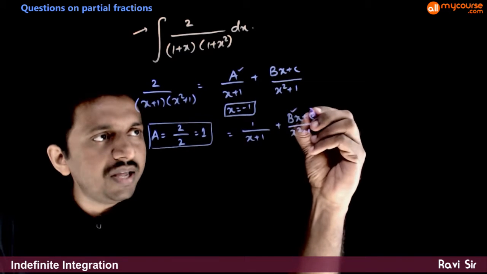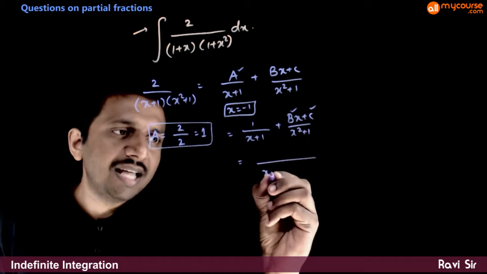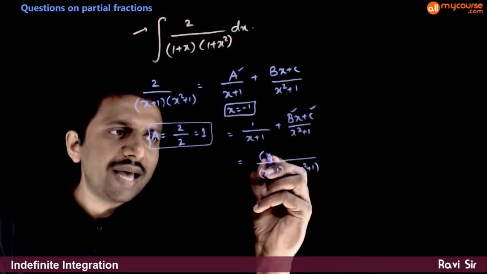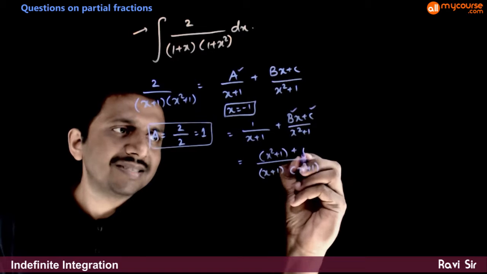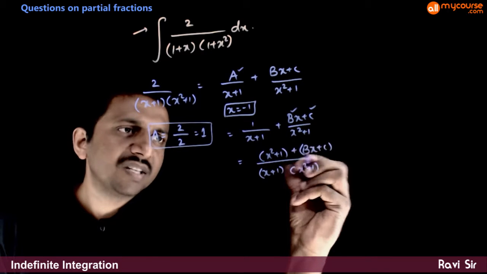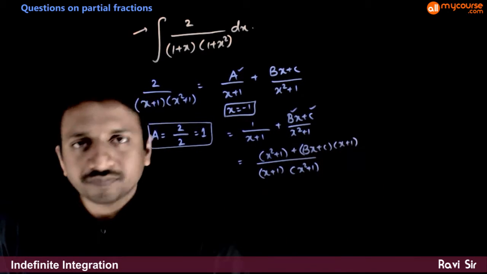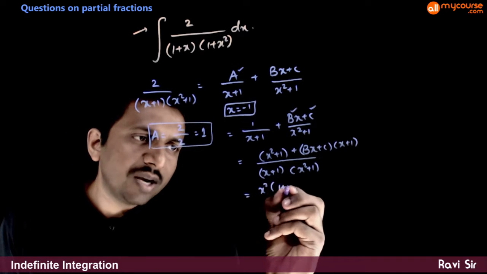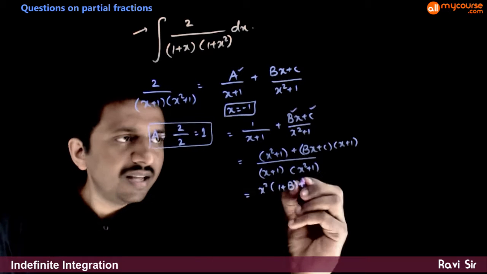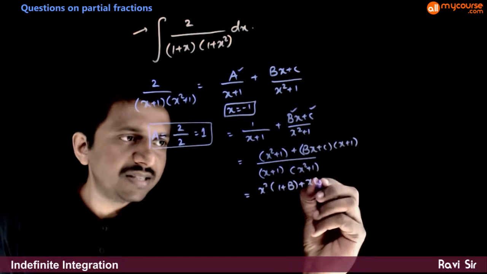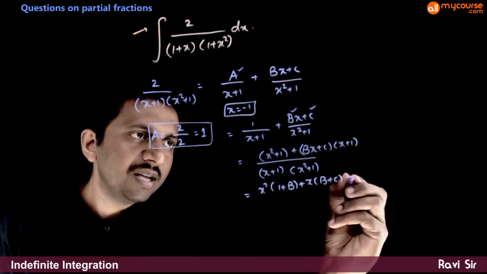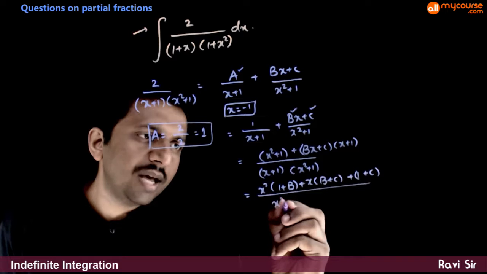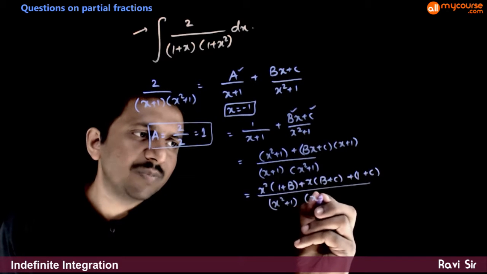So you need to find b and c. To do that, let us take the LCM, x plus 1 times x square plus 1. So x square plus 1 plus (bx plus c) times (x plus 1). So that is equal to x square times (1 plus b) plus x times (bx plus cx, that is b plus c) plus (1 plus c), by (x square plus 1) times (x plus 1).